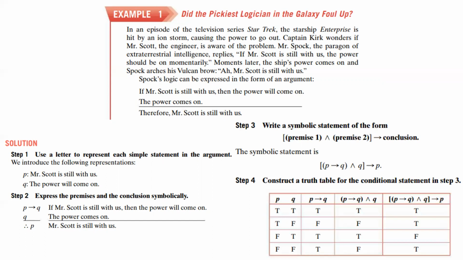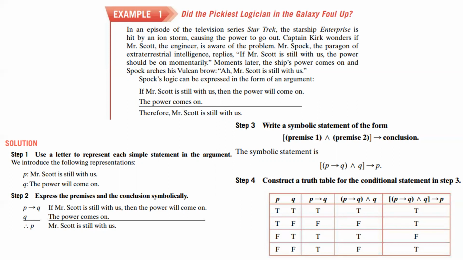So let's check it. We're going to do our premise 1, P implies Q, or if P then Q. Premise 2, Q. Does that imply there's a conclusion? Well, let's make a truth table. True, false, false, true, false, false. My first premise of P implies Q is true, false, true, true. My second statement is Q, which I already have.